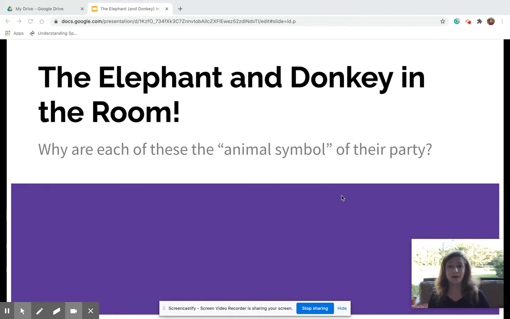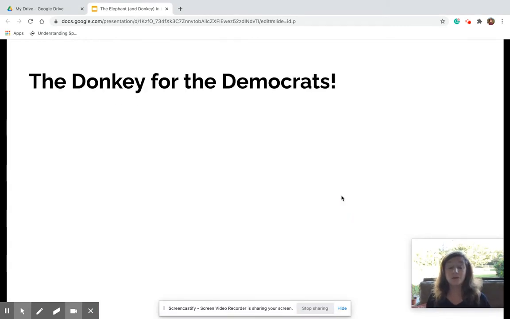But let's figure out about this elephant and the donkey. Why are these animals the symbols of the different parties? You could say it's because they're all a circus. Maybe so. Some days, y'all. The donkey for the Democrats. Now, let's talk about the donkey for the Democrats. This is a great story.